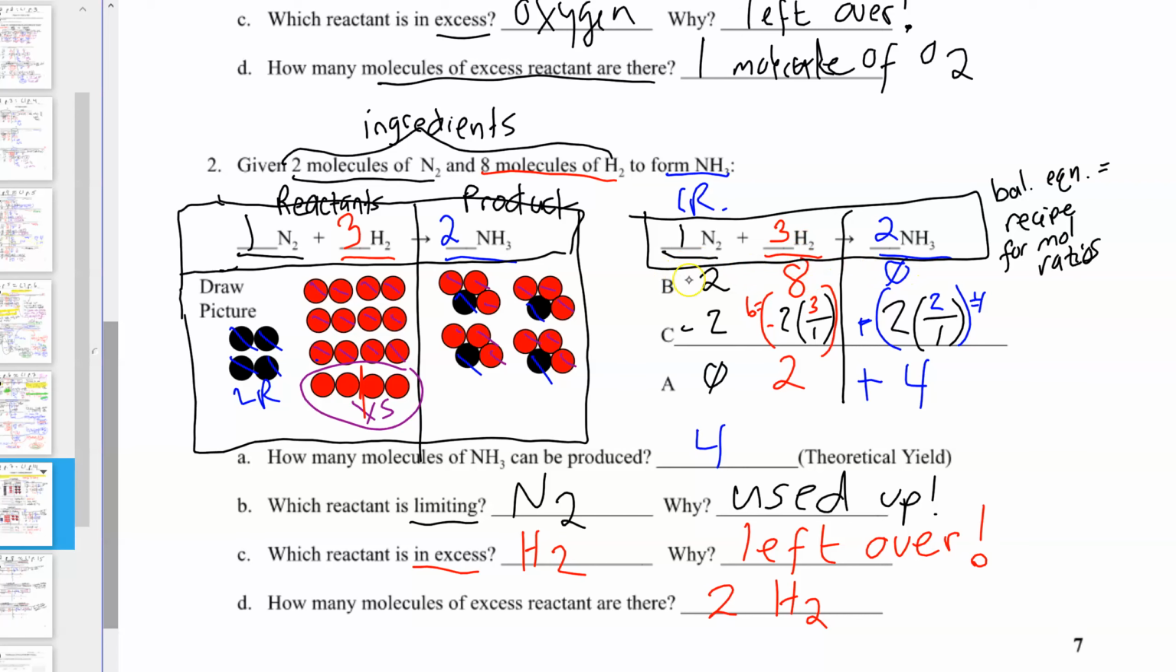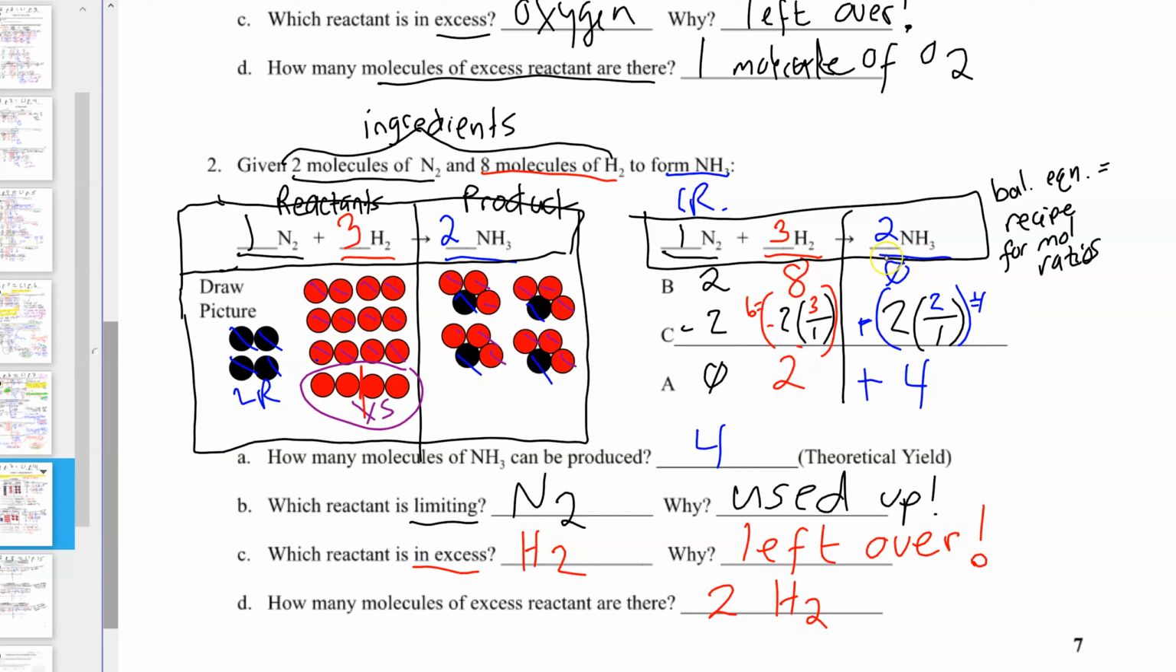So before the reaction starts, here's what I have. During the reaction, during the change, I'm going to use up all 2 of the nitrogen. There'll be none left over. During the change, I'm going to use up 2 times the ratio of the unknown hydrogen to the known nitrogen. 2 times 3 over 1 is 6. So 8 minus 6 is 2. Before the reaction, there's 8 hydrogen. It will use up 6. There'll be 2 left over.